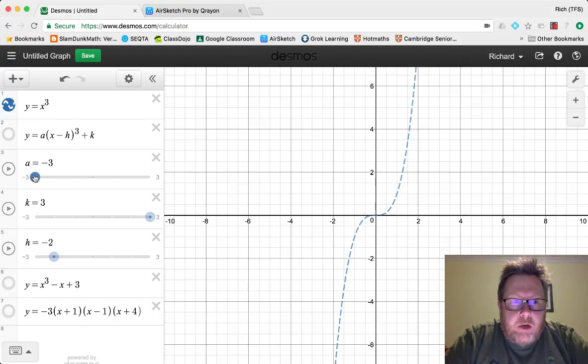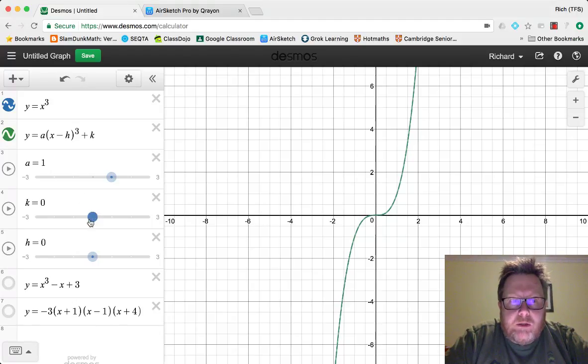You might want to do this yourself if you wish. We're going to start off by resetting these values back to their basic values. By setting a equal to 1, it's like the a disappears. If I set k equal to 0, that bit disappears because +0 doesn't do anything. And if I set h equal to 0, that's now just x cubed. If I now make that visible, there we go. It's right on top, like so.